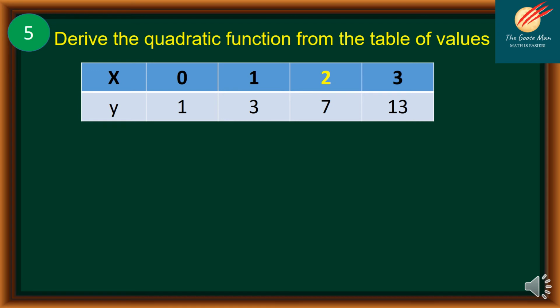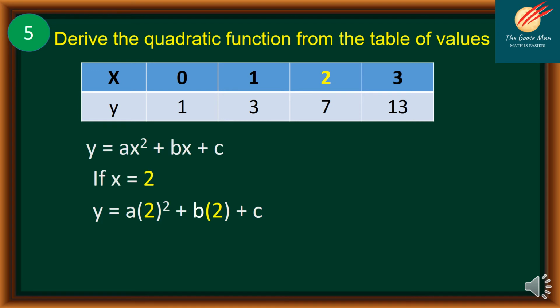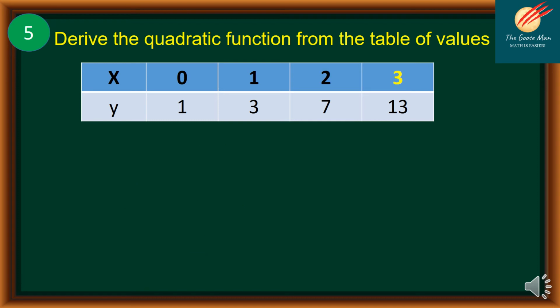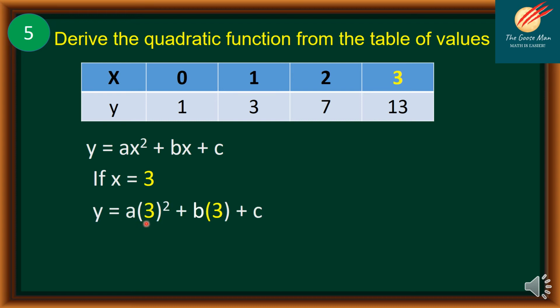Next, if we substitute x is equal to 2, we have y is equal to a times 2 squared plus b times 2 plus c. Take note that 2 squared means 2 times 2, which is equal to 4. So therefore, we have y is equal to 4a plus 2b plus c. And finally, we have x is equal to 3. So we come up with a times 3 squared plus b times 3 plus c. So we come up with y is equal to, 3 squared is equal to 9, so we have 9a plus 3b plus c.